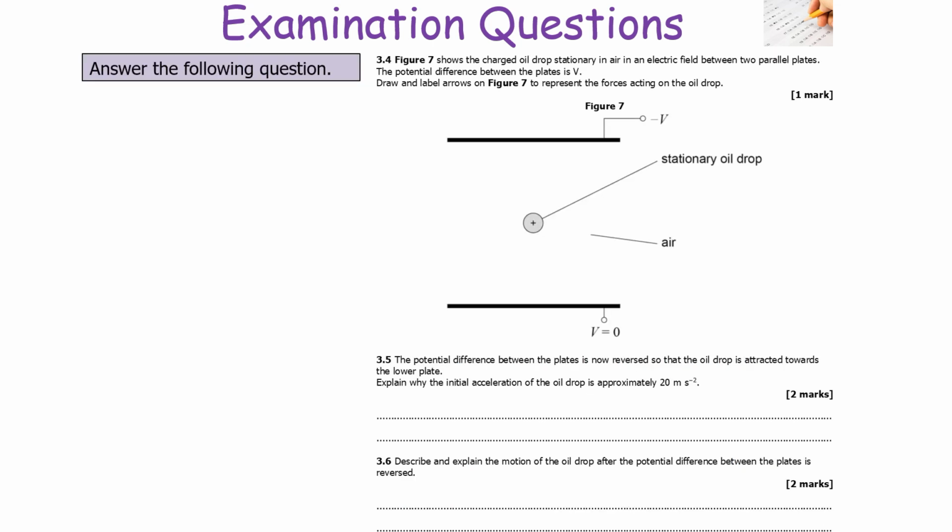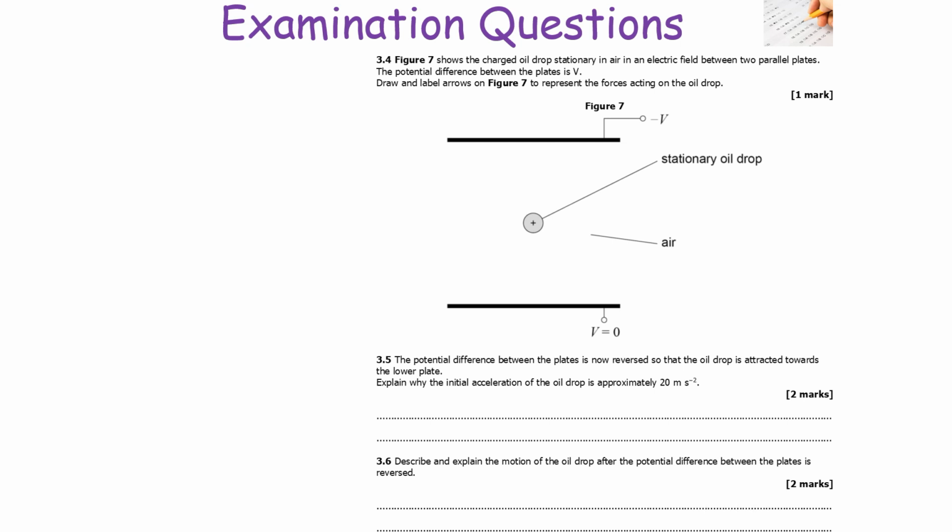The next question says, Figure 7 shows the charged oil drop stationary in air in an electrical field between 2 parallel plates. The potential difference between the plates is equal to V. Firstly, draw and label arrows on Figure 7 to represent the forces acting on the oil drop. Then the potential difference between the plates is now reversed so that the oil drop is attracted towards the lower plate. Explain why the initial acceleration of the oil drop is approximately 20 meters per second squared. Then describe and explain the motion of the oil drop after the potential difference between the plates is reversed. So pause the video now, then unpause the video when you want to go through your answer.